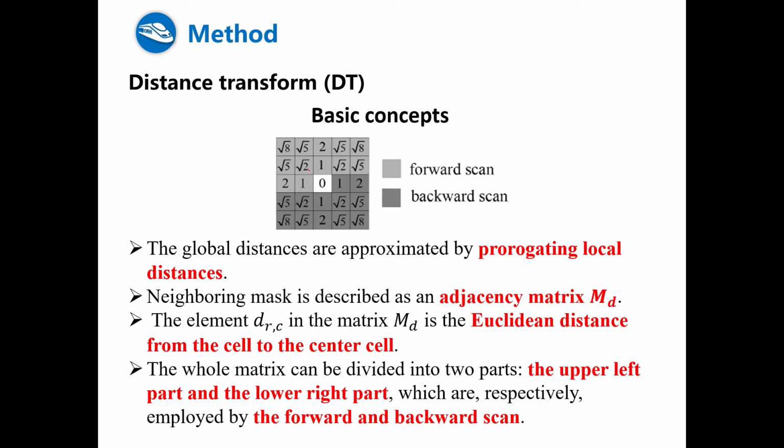And each element in this mask includes the Euclidean distance from this cell to the center cell. The whole mask can be divided into two parts, the upper left part and the lower right part. And these are used respectively for the forward scan and backward scan processes.